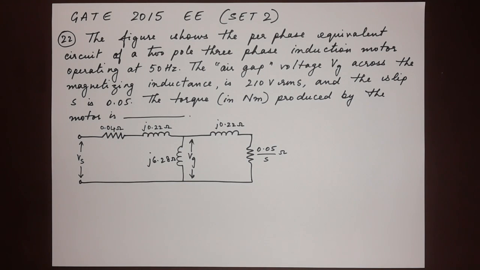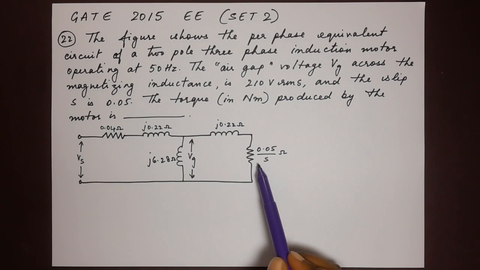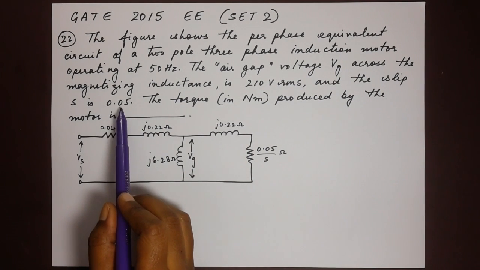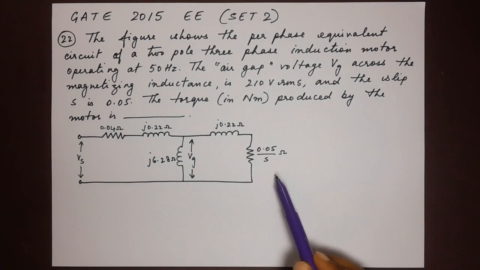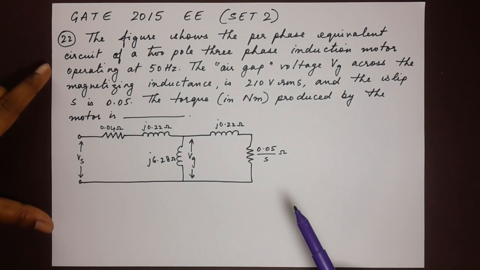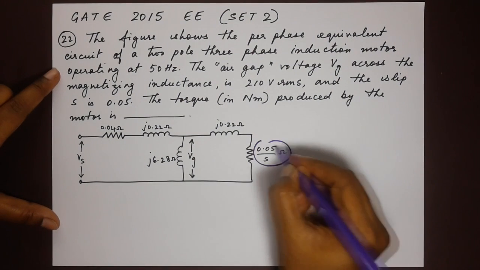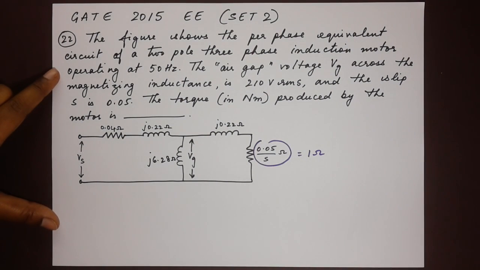Okay, in order to find out the torque, we would need power. And in order to find out the power, we need the current. So we have a couple of steps to follow here. We'll begin with the diagram in which we see here the resistance given as 0.05 divided by S. Now the slip is given as 0.05. So at 0.05, we have the resistance here as 1 ohm.